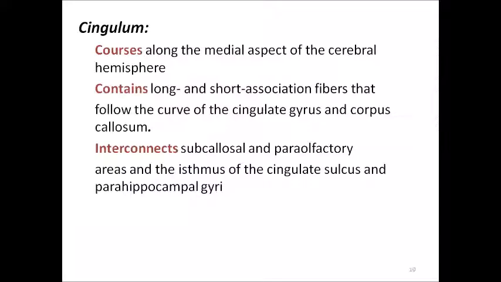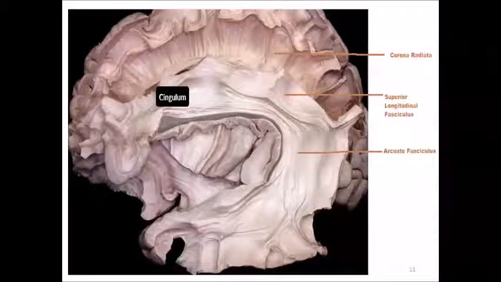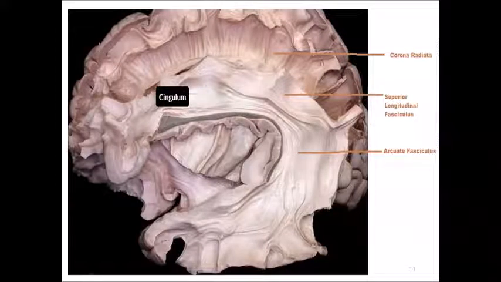When talking about the cingulum, it courses along the medial aspect of the cerebral hemisphere. It contains both long and short association fibers that follow the curve of the cingulate gyrus, as we can see here. It interconnects the subcallosal and the para-olfactory areas on the isthmus of the cingulate sulcus and para-hippocampal gyri.